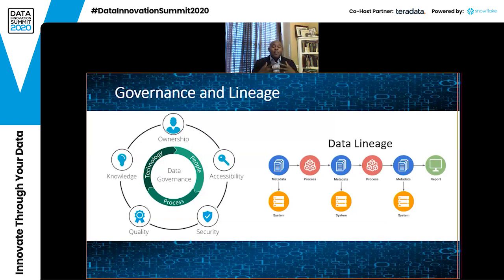But then on top of that, you need data governance. Data governance is a cycle that makes sure you have the right people, the right processes, and the right technology, where you have the data owners making sure that the right people have accessibility to that data, and also making sure that security is in place so people that shouldn't see certain sensitive data won't see that data.